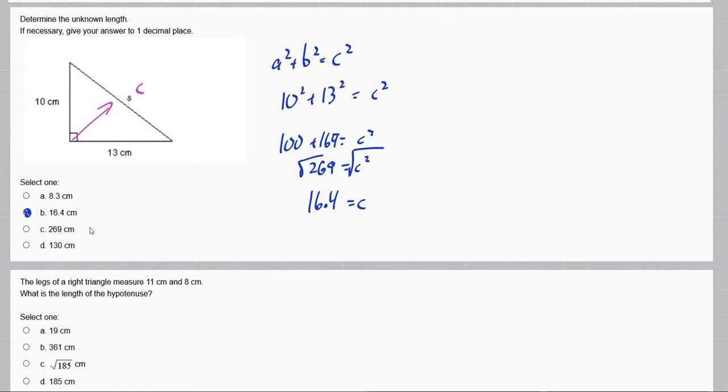So we choose 16.4. Looking at this, there's only, again, one good choice. A is shorter than either of our two short sides. Can't be. This has got to be the longest side. And C and D are ridiculously long. If this is 13 and that's 10, 269 or 130 between them? No way. That's way, way, way too big. It wouldn't ever fit.